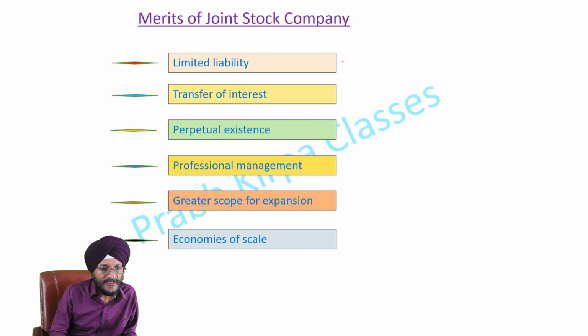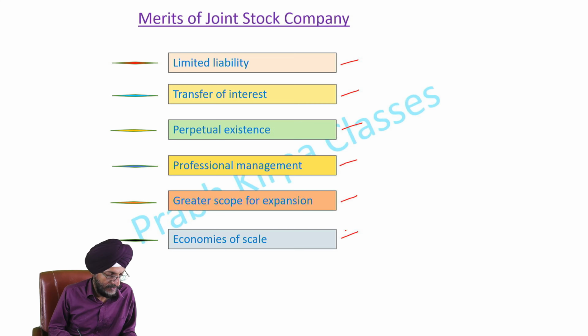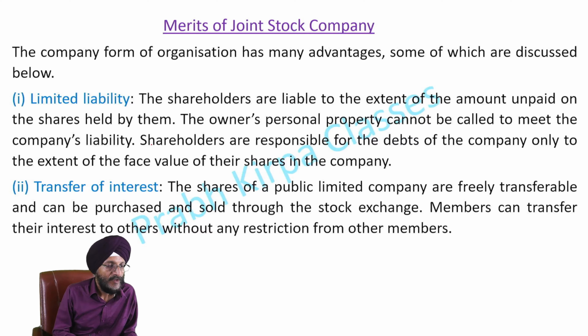Now we will understand the merits of joint stock company. Its merits are limited liability, transfer of interest, perpetual existence, professional management, greater scope for expansion and economies of scale. We will discuss each of its merits one by one.